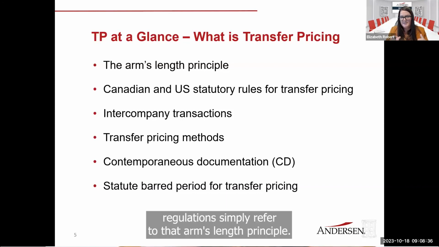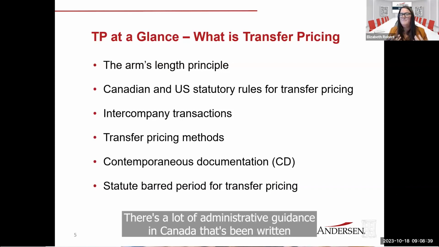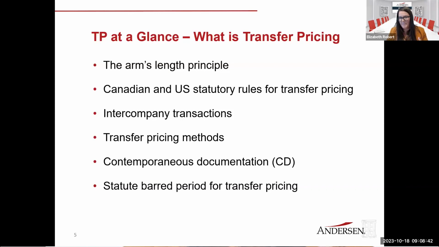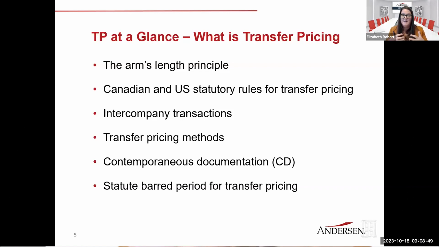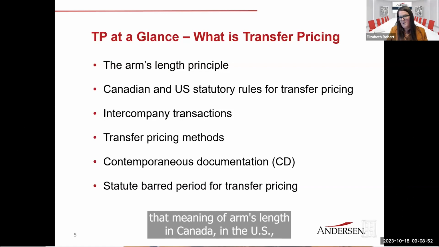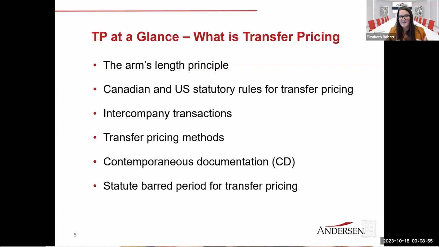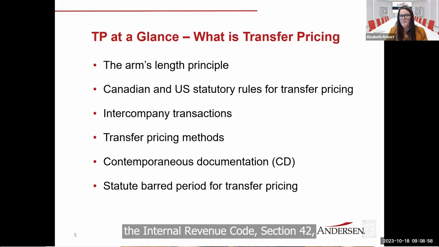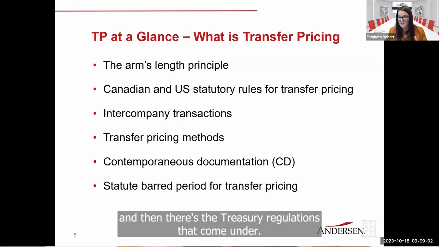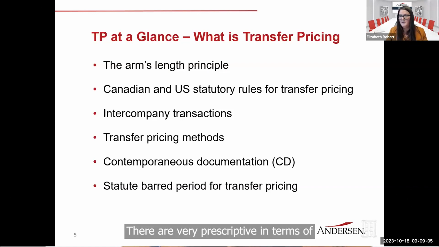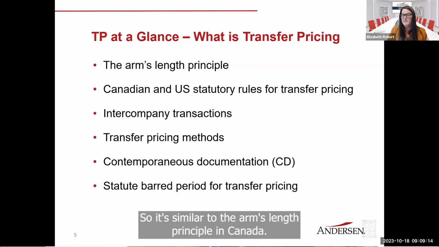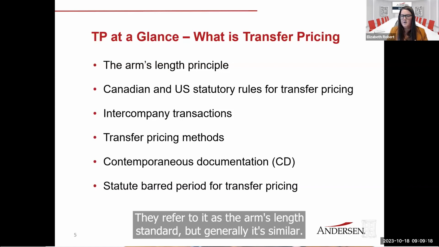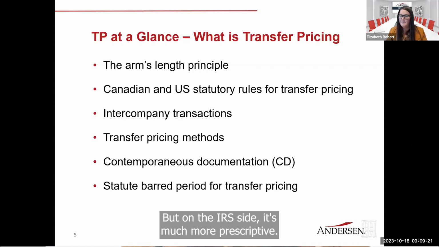Because the regulations simply refer to that arm's length principle, there's a lot of administrative guidance in Canada that's been written by the CRA on how to interpret what that means. So based on the nature of your transaction, based on your dealings, how can you interpret that meaning of arm's length in Canada? In the U.S., the Internal Revenue Code, Section 482, and then the Treasury regulations that come under there, are very prescriptive in terms of how, from a regulatory perspective, they deal with and interpret that arm's length standard in the US. So it's similar to the arm's length principle in Canada. They refer to it as the arm's length standard, but generally it's similar, but on the IRS side, it's much more prescriptive.